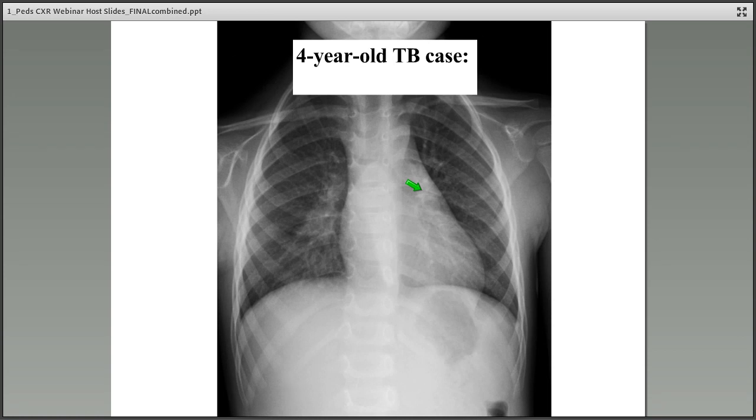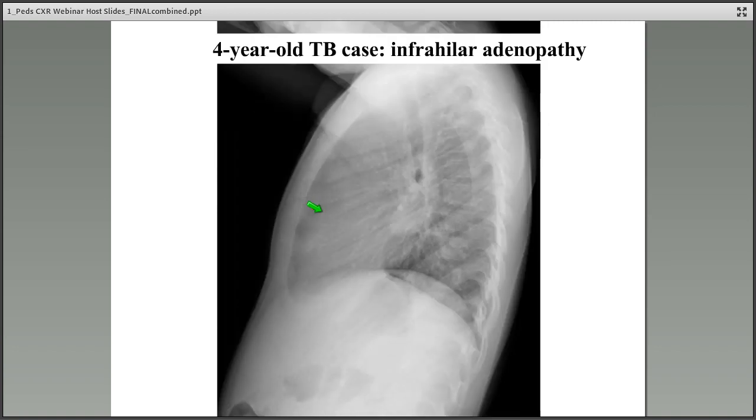Here's a case of a 4-year-old with TB. On the right hilum, we no longer see a carrot, correct? What we see is lumpy, bumpy, that looks like a potato. This suggests that there's adenopathy present in the right hilum. The lateral confirms it. Let's go over the lateral anatomy.